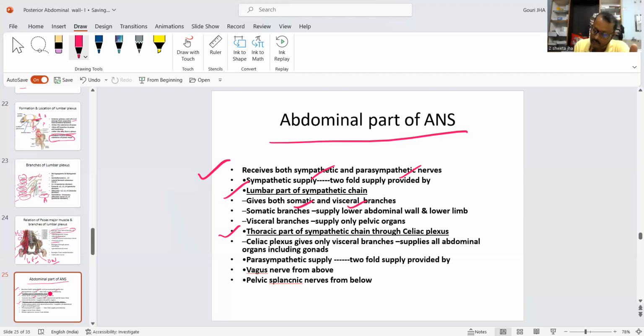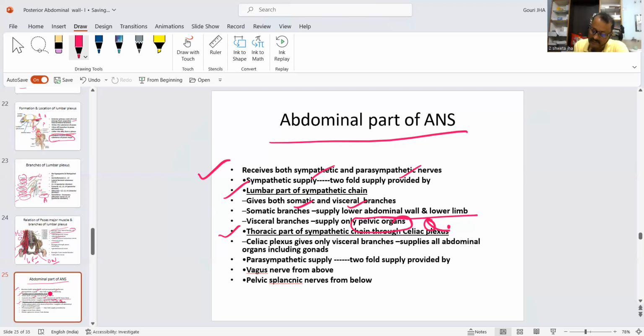The somatic branches will supply the lower abdominal wall and the lower limb. And the visceral branches will supply only the pelvic organ. This is a very important question, that it will supply only the visceral organ. So the lumbar part of the sympathetic chain will supply only the pelvic organ regarding the visceral branches.